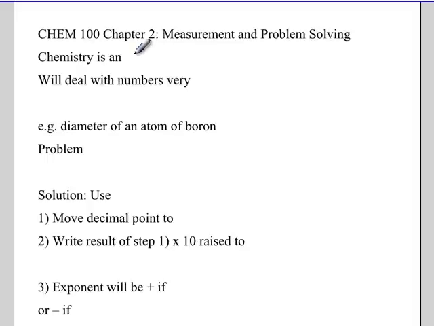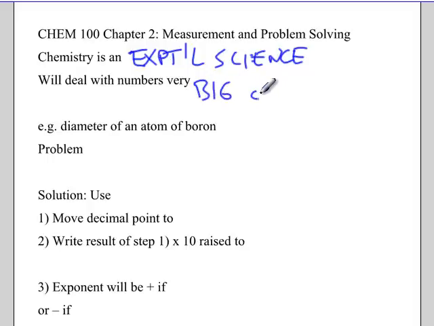Chemistry is an experimental science, meaning you're going to go into the lab and you're going to be recording measurements, you're going to be doing calculations with those measurements, and sometimes we're going to be dealing with numbers that are either very large or very small. So how to deal with those numbers and how to put them in your calculator and do calculations with them can be problematic. For example, we're going to learn about the size of atoms.